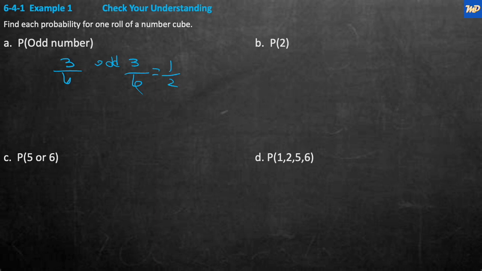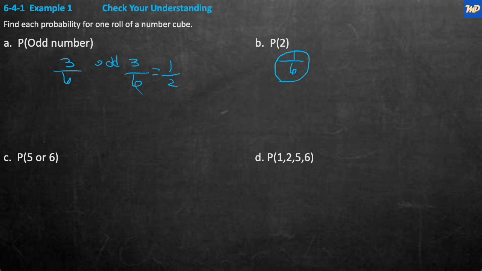Well, how many 2s are there on the dice? There's 1. And how many possibles are there? We already know that. There's 6 possible outcomes. So 1/6 of the time you can get a 2. How about the probability of a 5 or a 6?